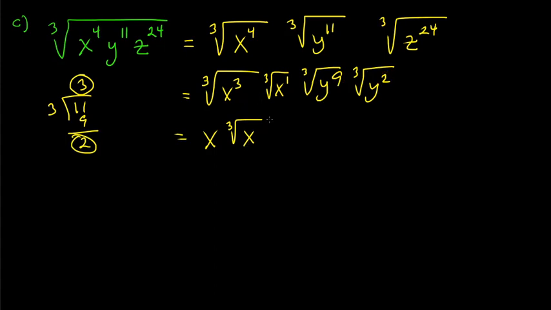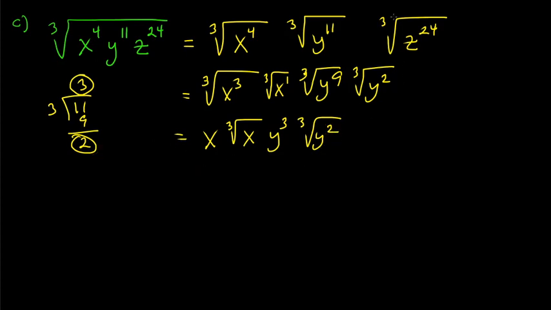Okay, so yeah, the cube root of y to the 9 is just going to be y cubed. That's this 3 here. And then times the cube root of y squared. And again, that too comes from the remainder.